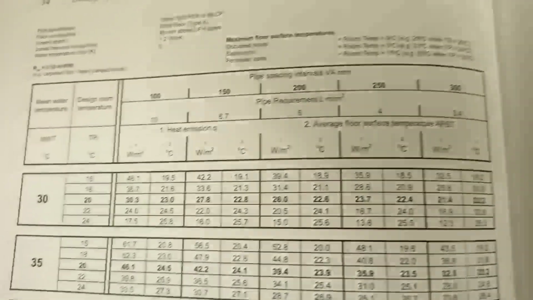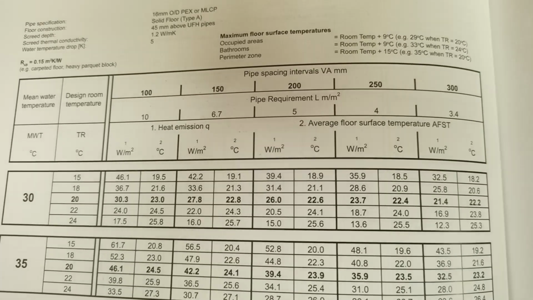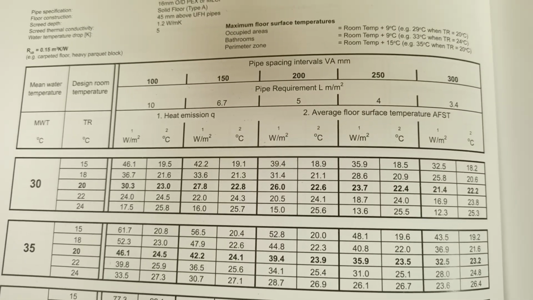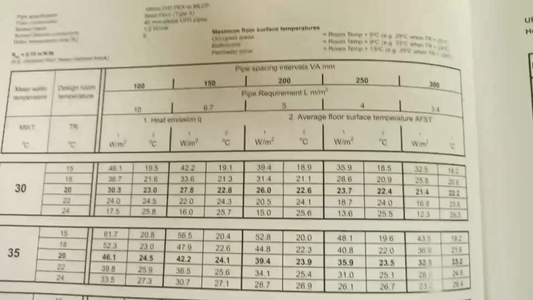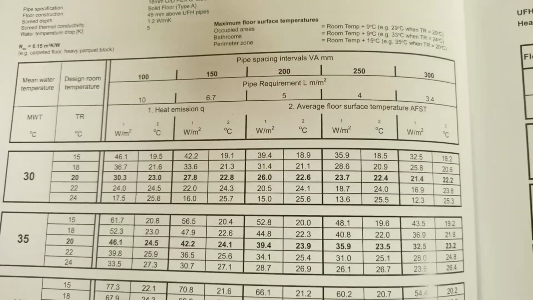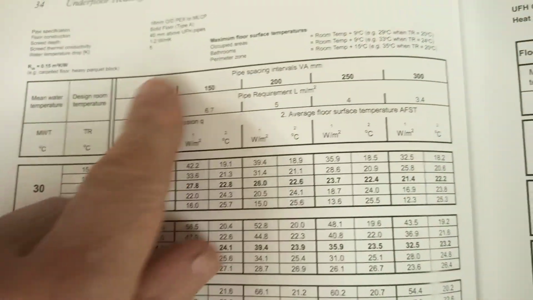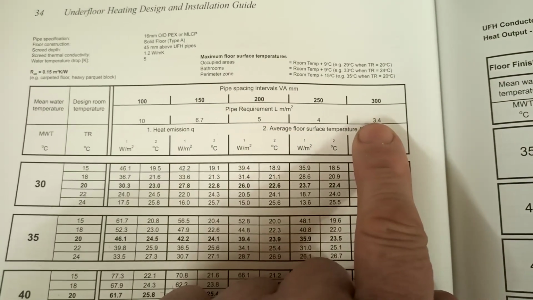It shouldn't be considered that 100 isn't possible. It's a standard statement in the design guide. So 100, 150, 200, 250 and 300. Now, just to qualify, before we go too far, there could be scenarios where one room requires 100 spacing and another room requires 300 spacing.